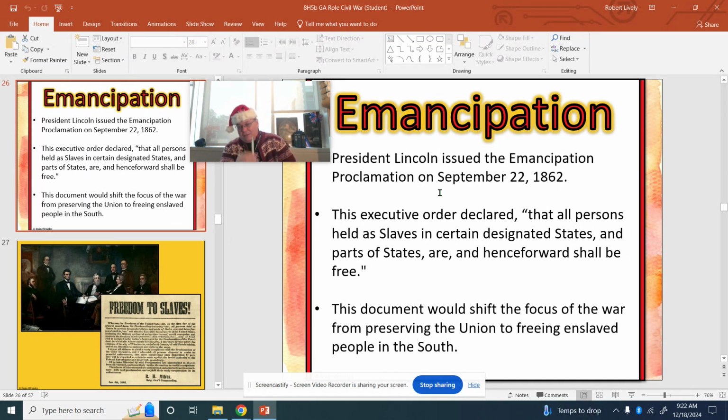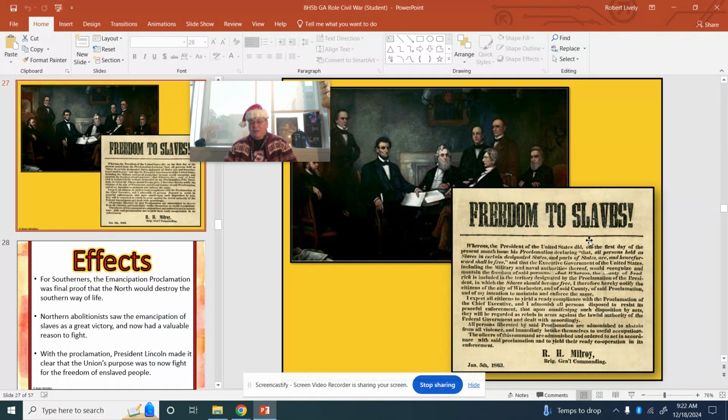This document, the Emancipation Proclamation, would shift the focus of the war from preserving the Union to freeing enslaved people of the South. And that is really what changed people's attitudes and gained support. Freedom to slaves.